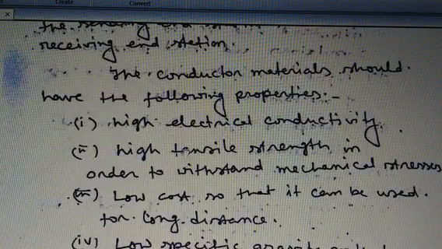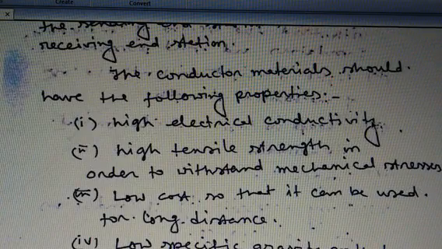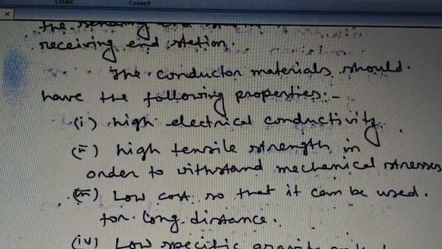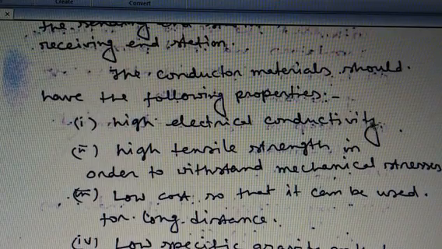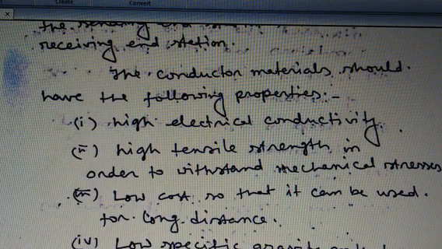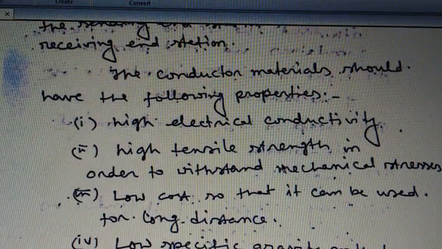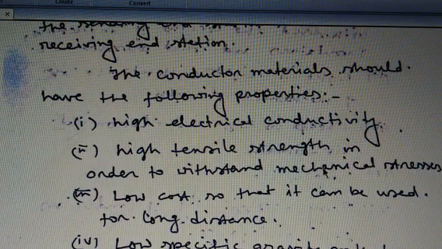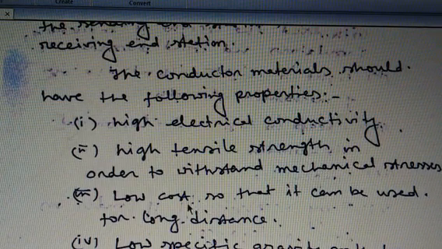So some properties are there for proper conducting material selection. Number one, high electrical conductivity, because we know that the function of the conductor is to carry the whole current which is passing through the transmission and distribution line. So high conductivity is required for a conducting material. Next one is high tensile strength in order to withstand the mechanical stress. Because generally the transmission lines are used in the outdoor area, high tensile strength or mechanical strength is required for this wire.